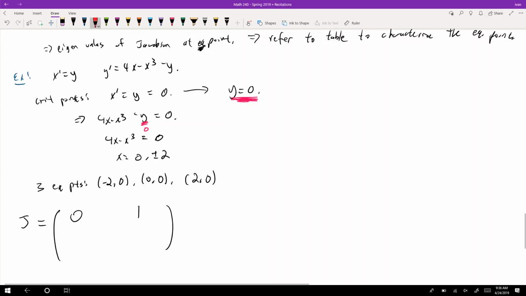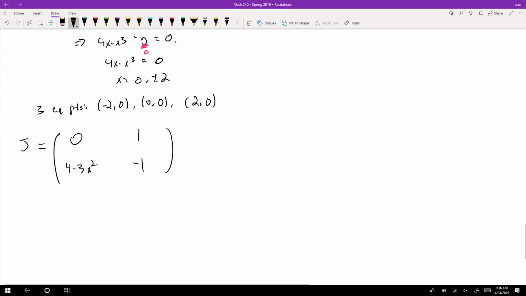Now I go to g, right, and do dg dx. All right, so this one's a little non-trivial, but it's 4 minus 3x squared. And then I take dg, which is this y prime function, and I take a derivative with respect to y, and I get negative 1. Okay, so now I need to evaluate each point.